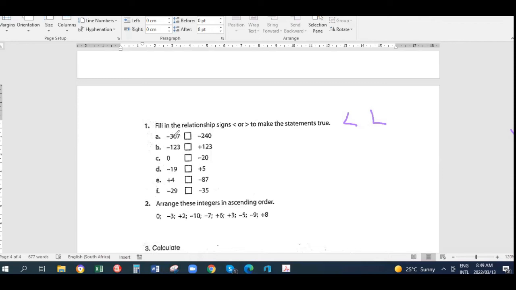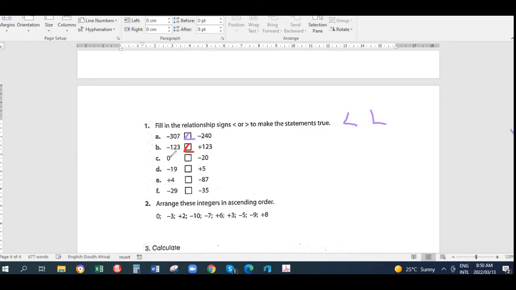So if you're looking at your numbers here, negative 307. Normally 307 is greater than 240. But if there's a negative sign in front, it means it is less than. This negative 307 will be less than 240. Now, negative 123 will be less than, because in negative numbers the larger the number is, the less than it is, and not normally when we say greater than. So in positive numbers, the larger number is greater, but in negative numbers, the larger number is less than.